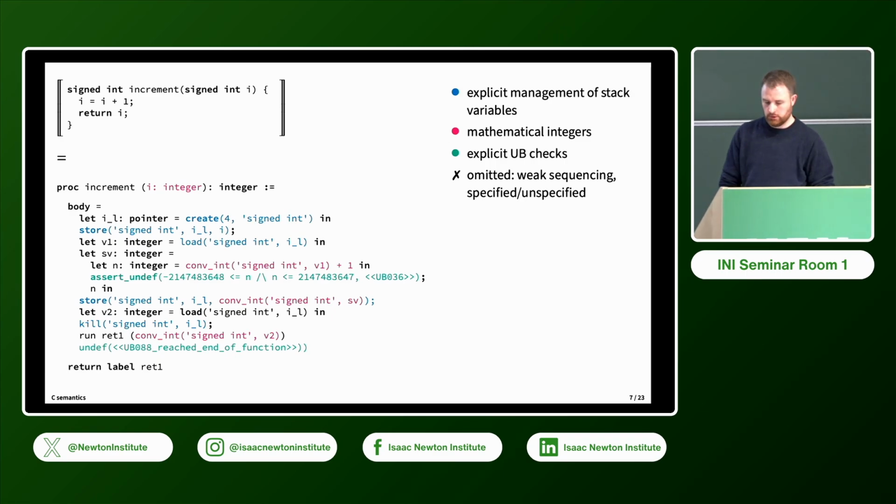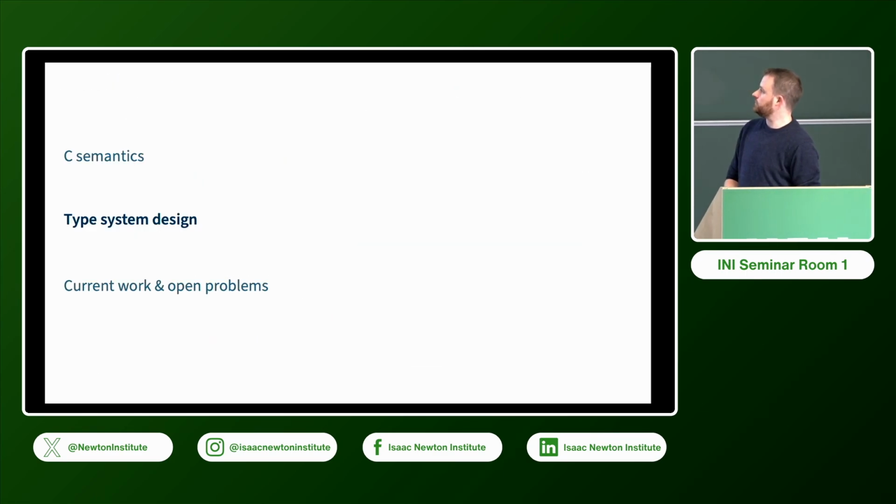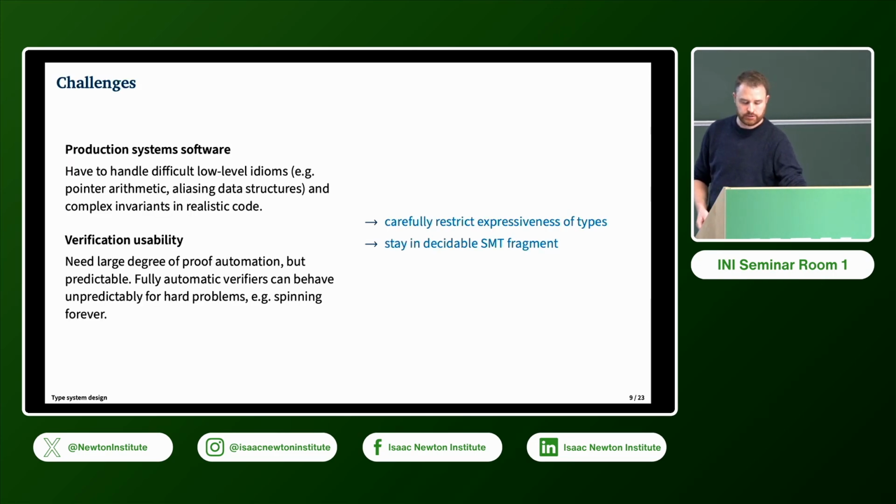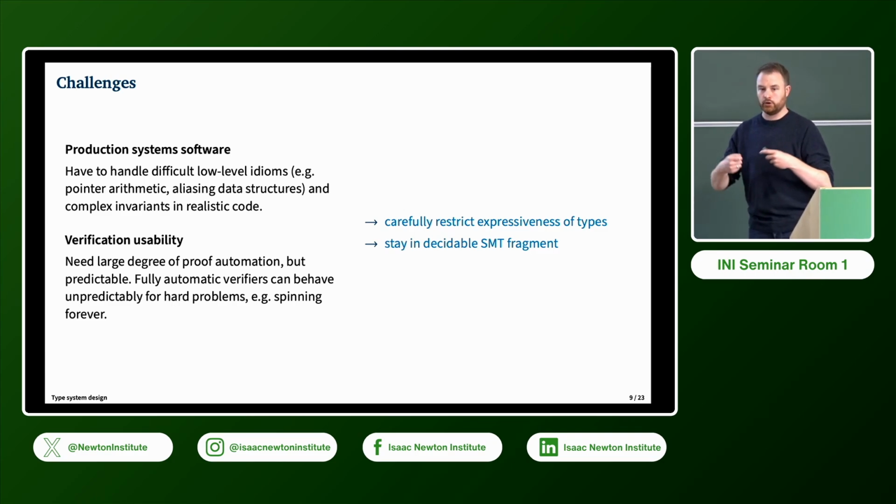Right. So that's the C semantics. Then I'll talk a bit about some aspects in the type system design. And the main challenge here is this obvious tension between the expressivity we need and the automation we also need. So we're looking at complicated production system software that does tricky low-level things, and it relies on complex correctness invariants. So we need a sufficiently expressive logic to be able to specify these things. At the same time, we also need proof automation to make this usable at all.